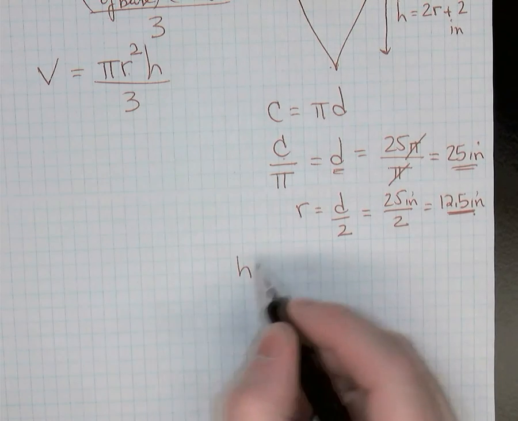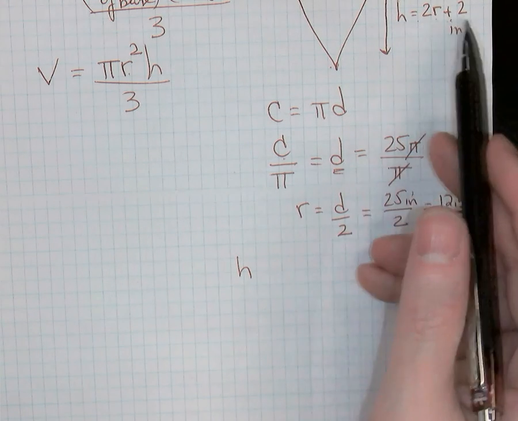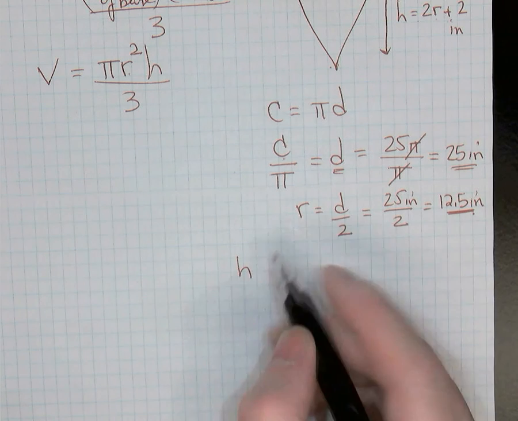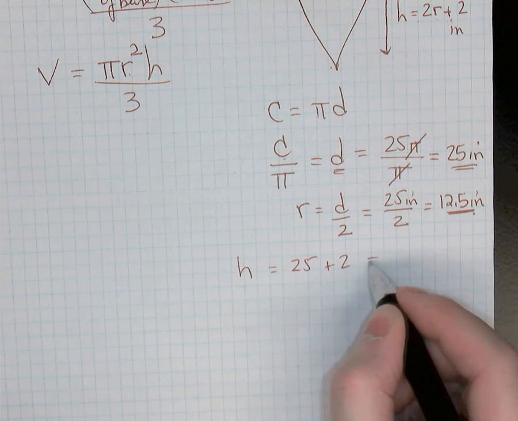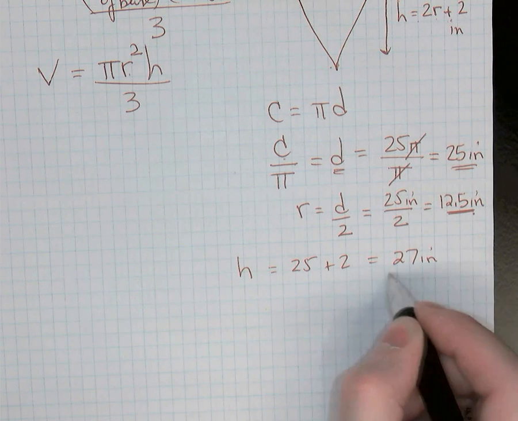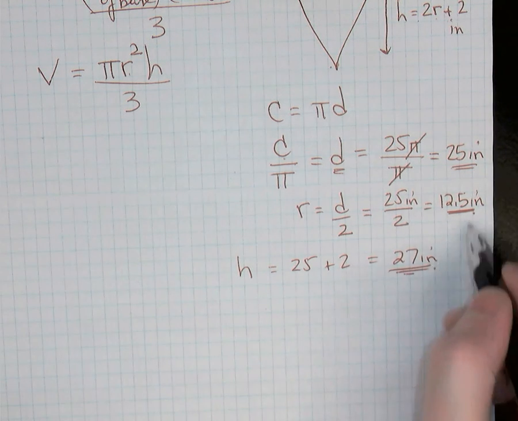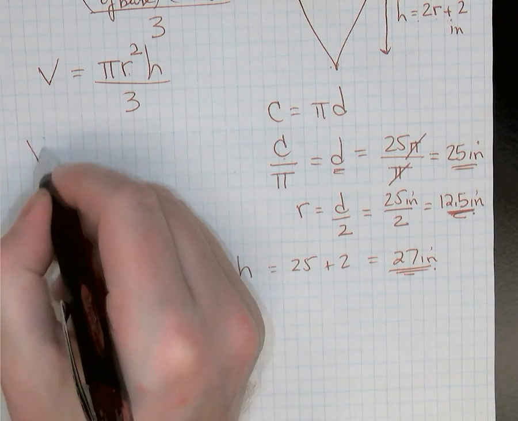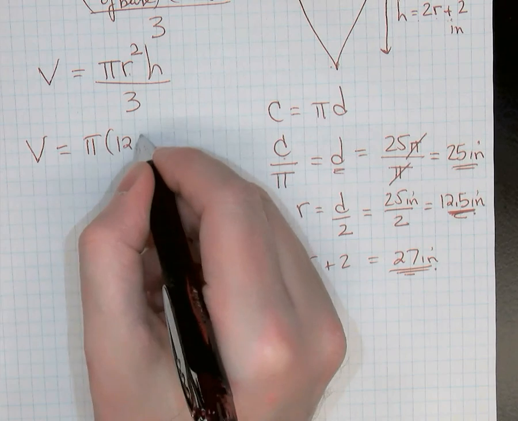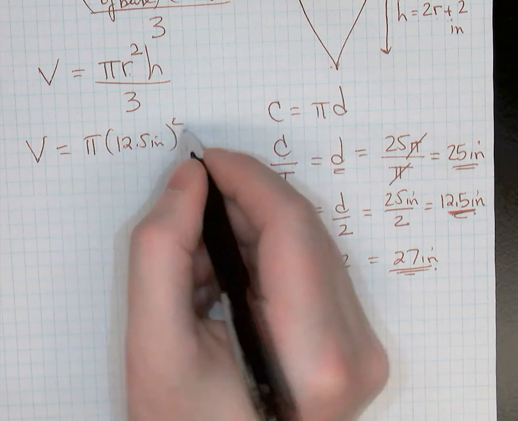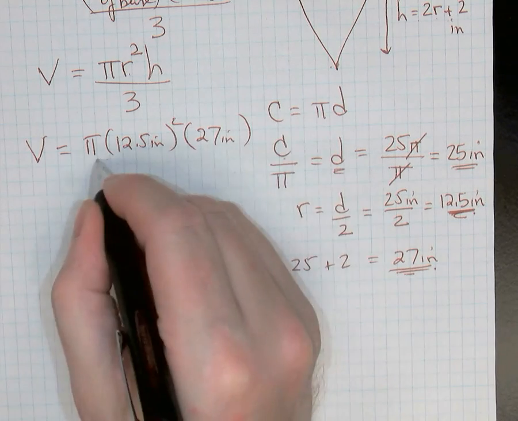The height was twice the radius plus 2. Well, twice the radius, that's our diameter. So it's going to equal 25 plus 2 is equal to 27 inches. There's the height. So now we can take this height and this radius and go find our volume. Pi times the radius, 12.5 inches squared, times your height, 27 inches, and divide by 3.